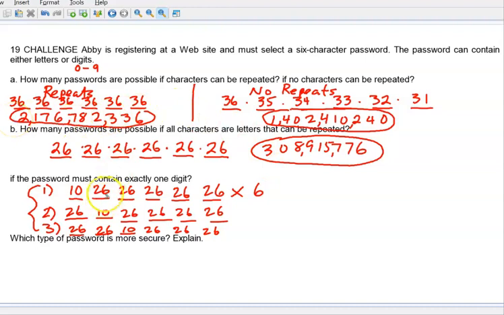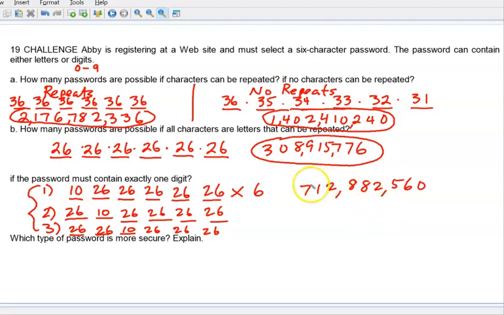So let's see what that is. 26 to the 5th power times 10, and then that number times 6, because there's 6 different iterations of that. And that is 712,882,560.